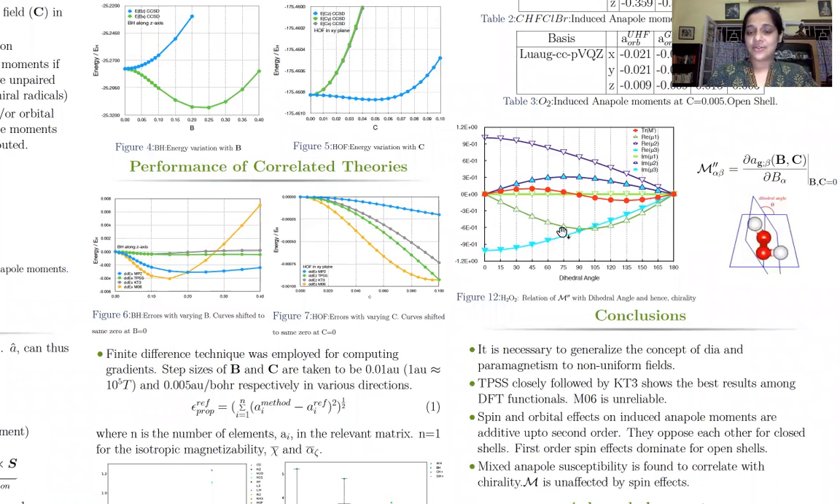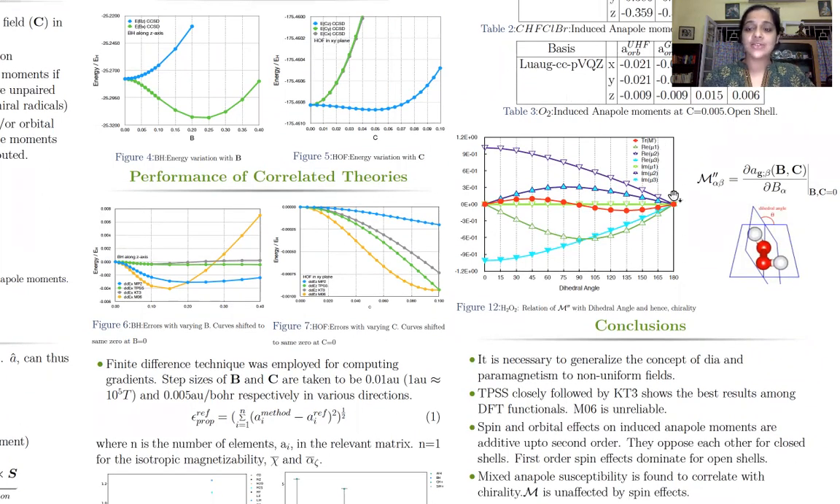And the other interesting point is that the trace of the mixed anapole susceptibility tensor is related to the chirality, and we can show this for H2O2.